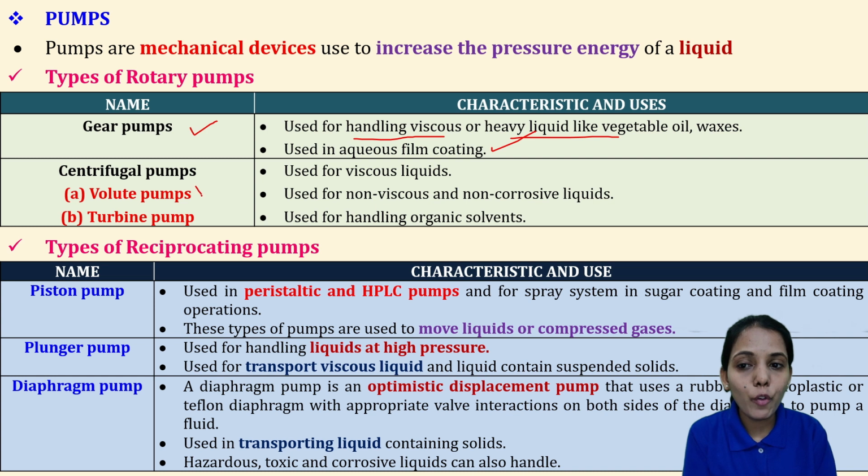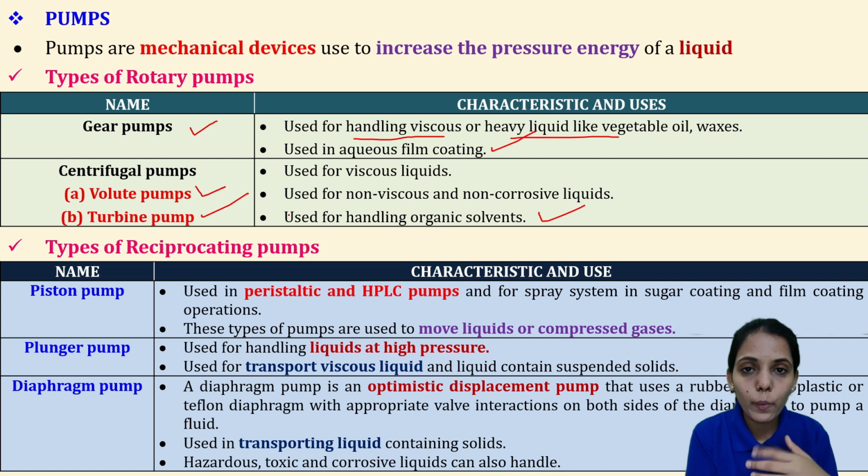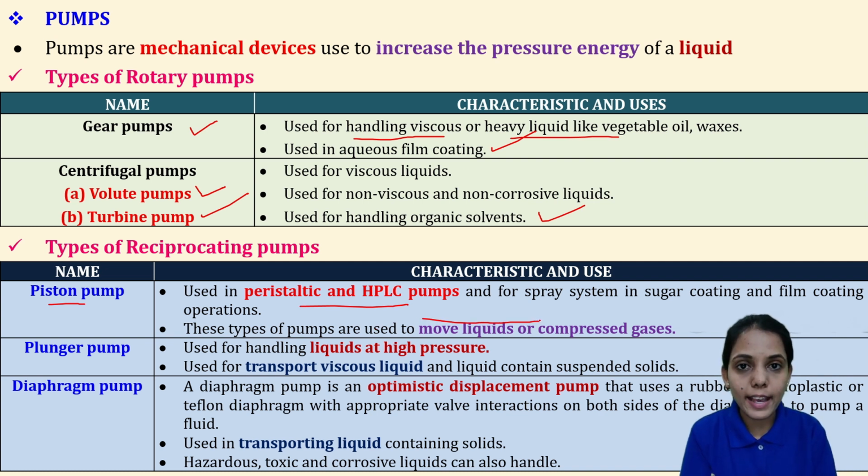Centrifugal pumps, remember volute pumps and turbine pumps. They may ask you like volute pumps and turbine pumps are the example of which type of pumps. So centrifugal pumps based on the centrifugal force. So they are used for viscous, non-viscous, non-corrosive and for handling of organic solvent. Types, applications are important. They may ask you like for organic solvent which of the pumps are used. So types of reciprocating pumps. So first is piston pump, used in the peristaltic and HPLC pumps for spray system in sugar coating, film coating. This type of pumps are used to move liquids or certain compressed gases.